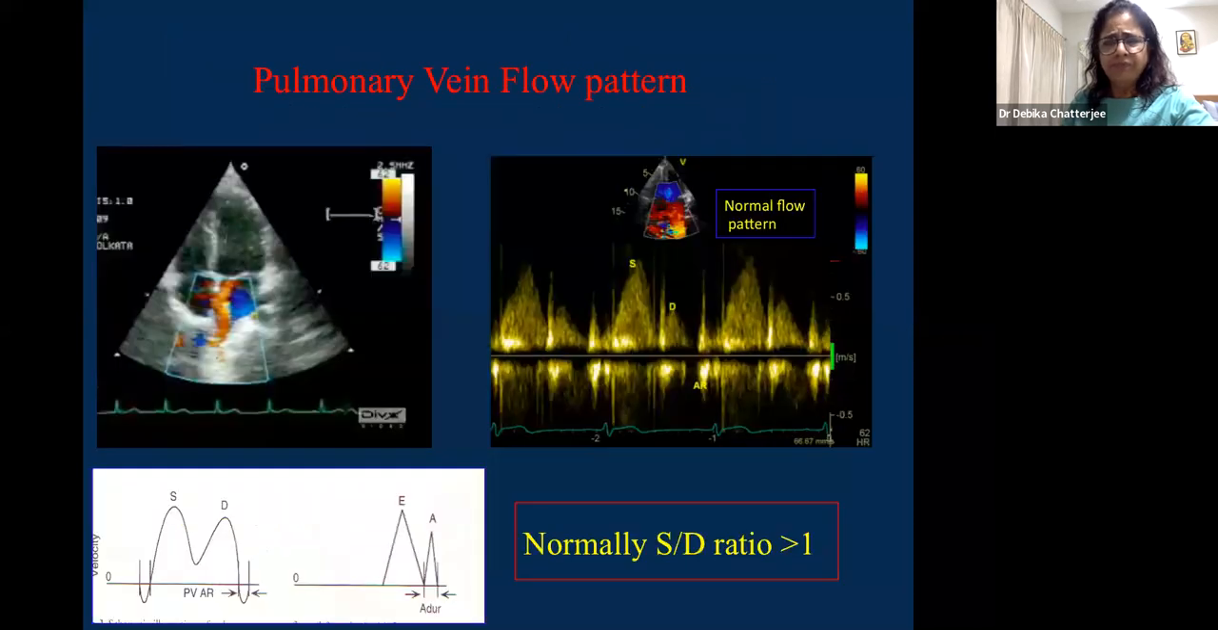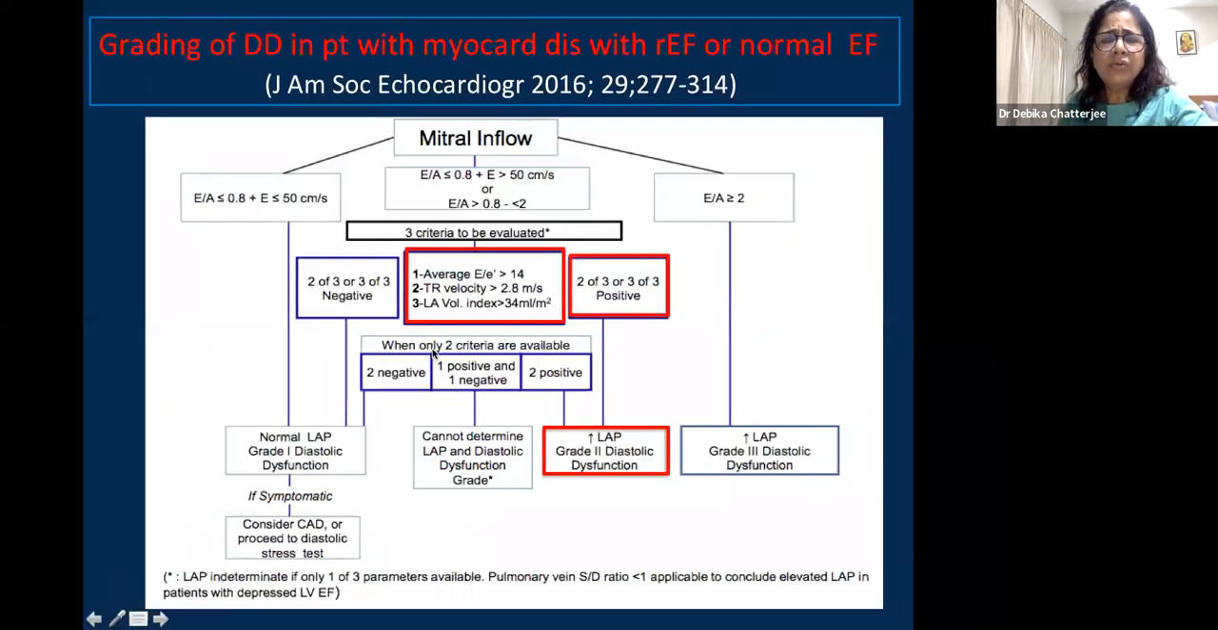There is a group, if you get only 2 criteria. In many patients, we don't see the TR velocity. The TR jet is not present. You are getting only 2 criteria, E by E prime and the LA volume index. Out of those 2 criteria, if 2 are negative, you say it's grade 1. If 2 are positive, you say grade 2. But if there is only 1 positive, 1 negative, you cannot determine the class of diastolic dysfunction.